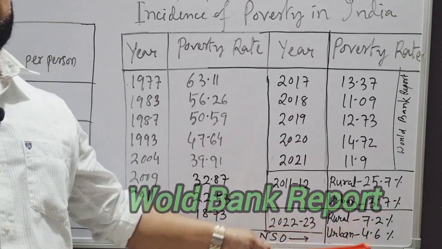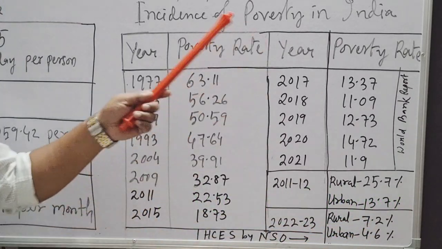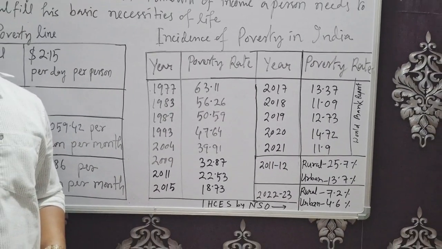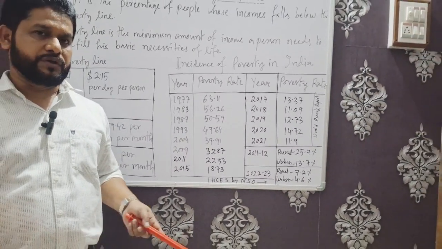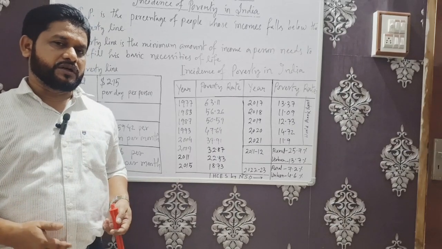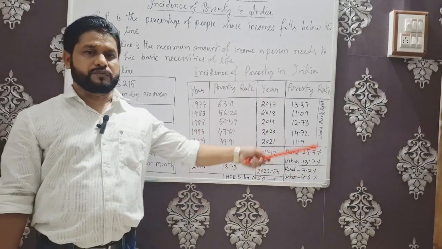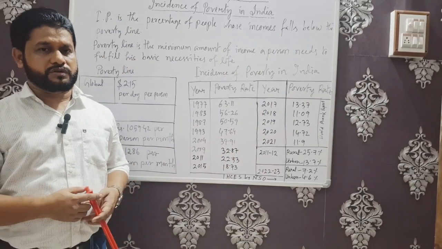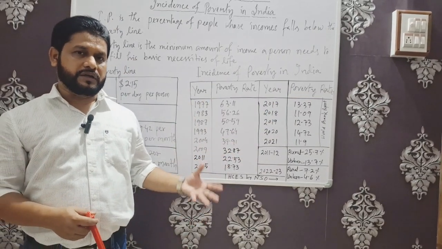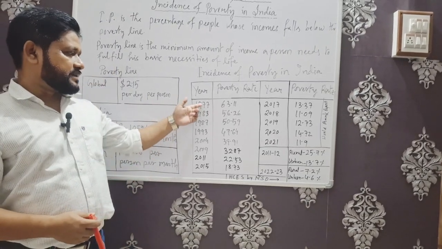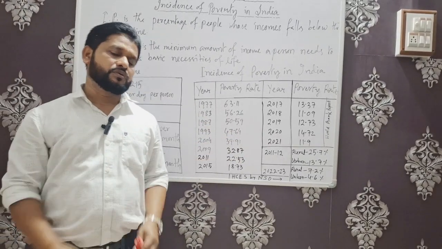So from this we understand that India performs better in poverty eradication, which may be due to the various government strategies adopted from time to time. So this is all about the picture of the incidence of poverty, from which we can also understand the trend of poverty in India, right from 1977 till date 2022-23.